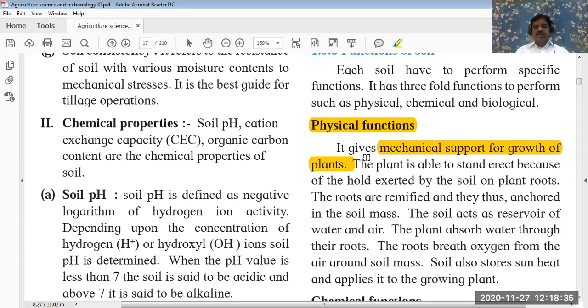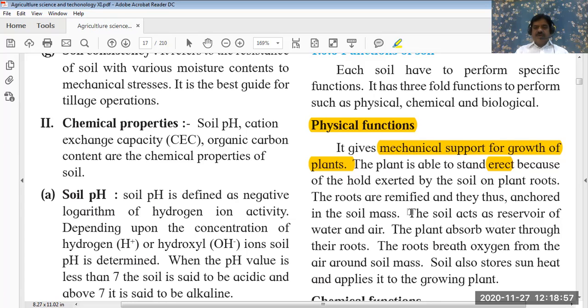So that mechanical support is very important. That's why plant can remain erect in the soil. It can remain erect. So here, because of that, the plant can form roots, soil mass, in the soil mass.